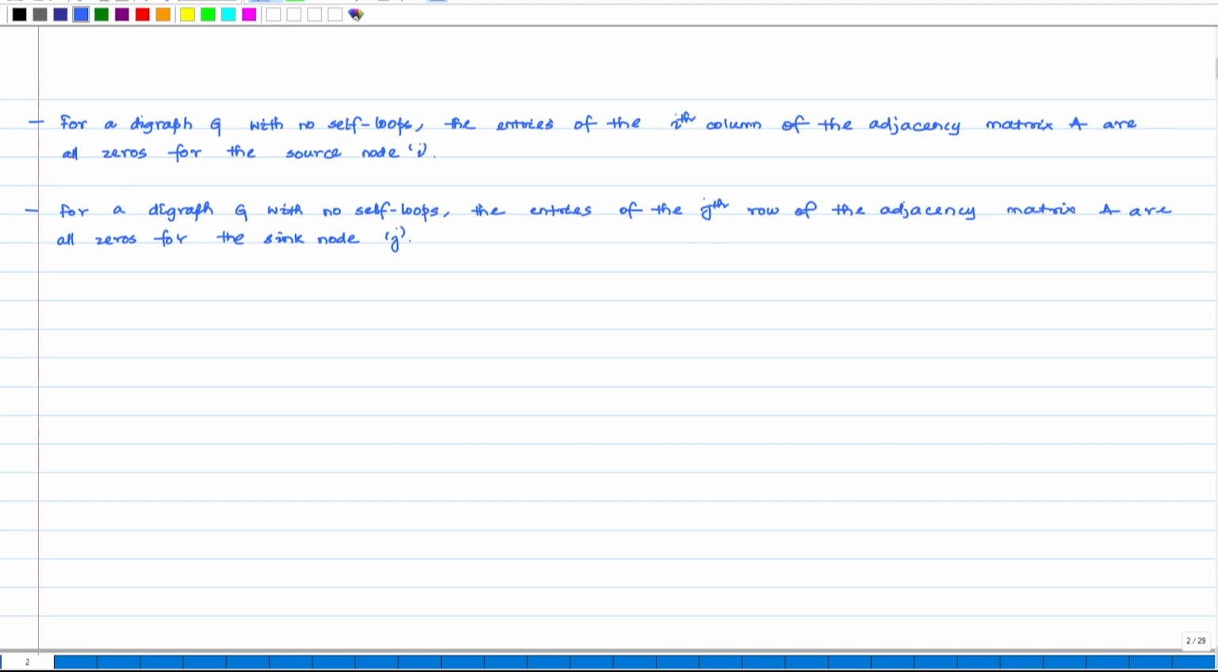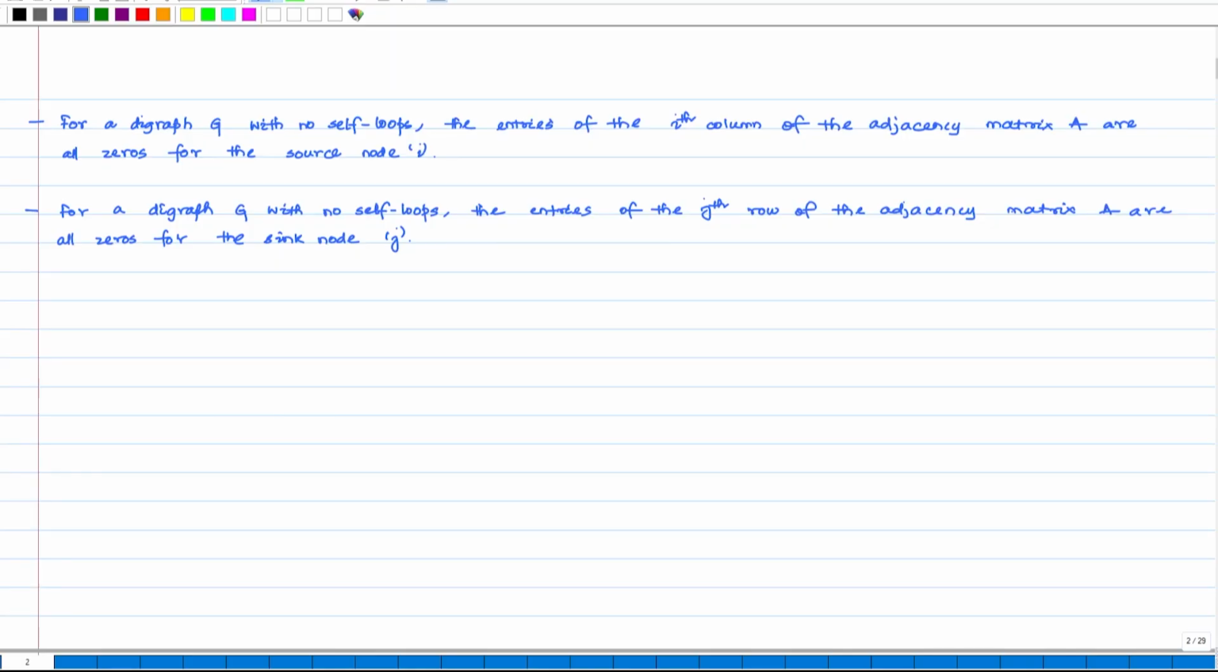So note how these properties are useful. Now, in order to identify which is a sink node and a source node, we do not need to look at the graph. We can simply look at the adjacency matrix and check for rows or columns which are completely zeros, which will directly lead us to the sources and sinks in the network or the graph.